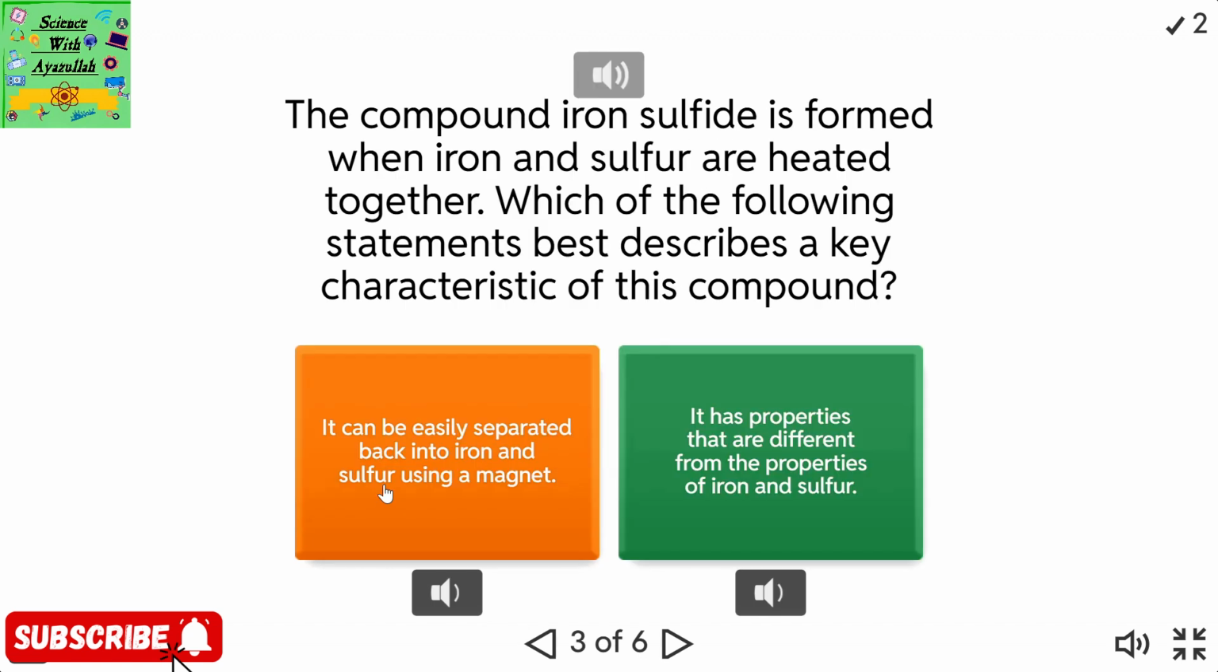The compound iron sulfide is formed when iron and sulfur are heated together. Which of the following statements best describes a key characteristic of this compound? It can be easily separated back into iron and sulfur using a magnet. It has properties that are different from the properties of iron and sulfur.